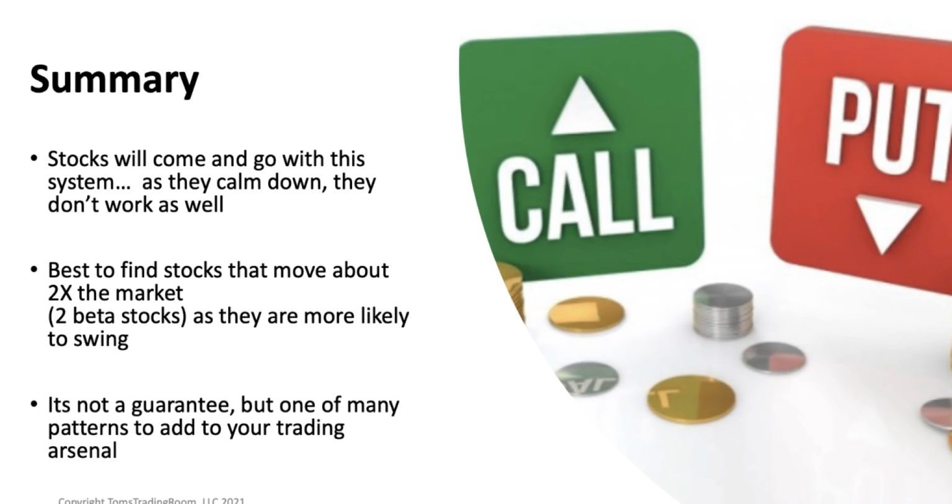In summary, stocks will come and go with this system as the stocks slow down. We find that they don't work as well when stocks move very, very little from high to low. So I really like stocks that move about 2 times the market. That's a 2 beta stock, as they're more likely to swing, all right, both up and down. And while this is not a guarantee, it is one of many patterns that you could consider adding to your trading arsenal. I know that I do.